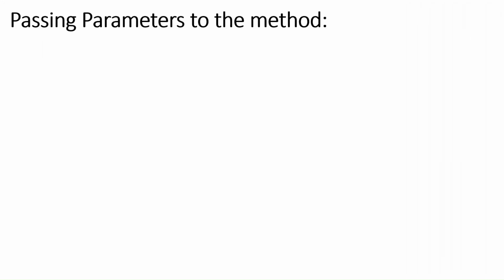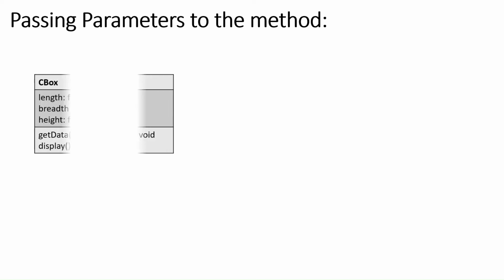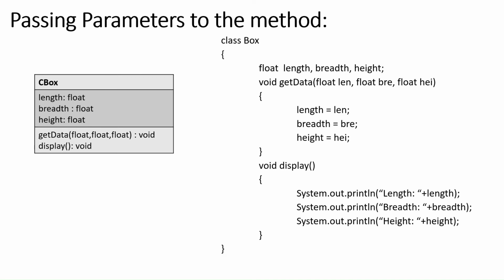Now let us discuss how to pass parameters to a method. In the getData method, I am passing three values of data type float. Here we can observe that len, bre and ha, of data type float, are going to act as local variables. And I assign length with len, breadth with bre and height with ha.